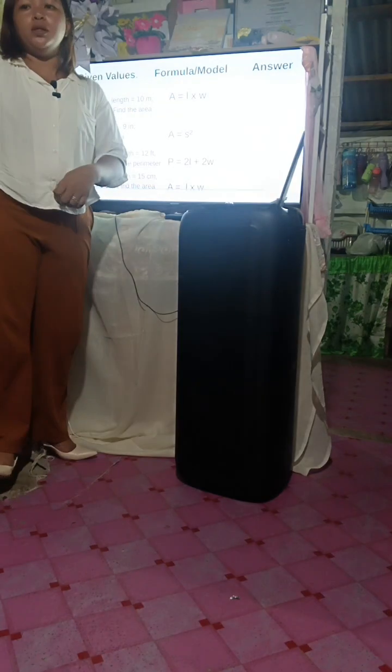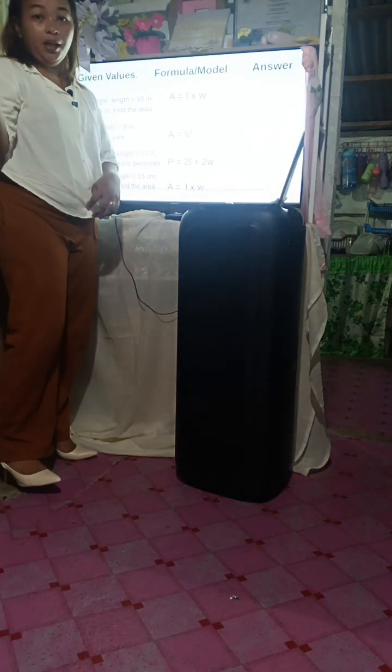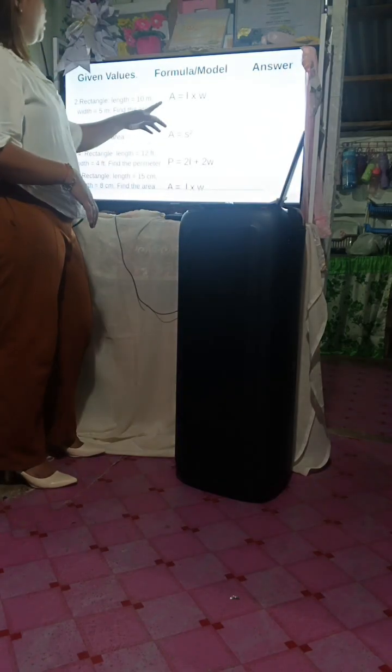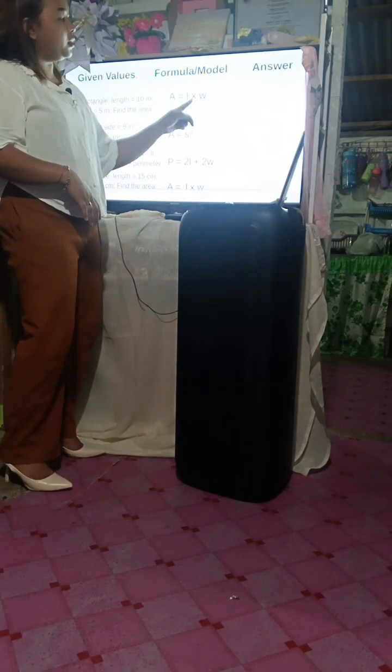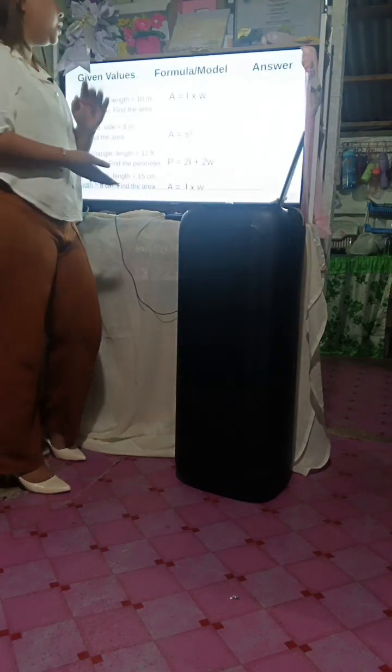Number 2, who wants to answer? What is your answer for number 2? 50? Okay, that is correct. So A is equal to length, which is 10, times the width, which is 5. So 10 times 5 is equal to 50. So our answer for number 2 is 50.